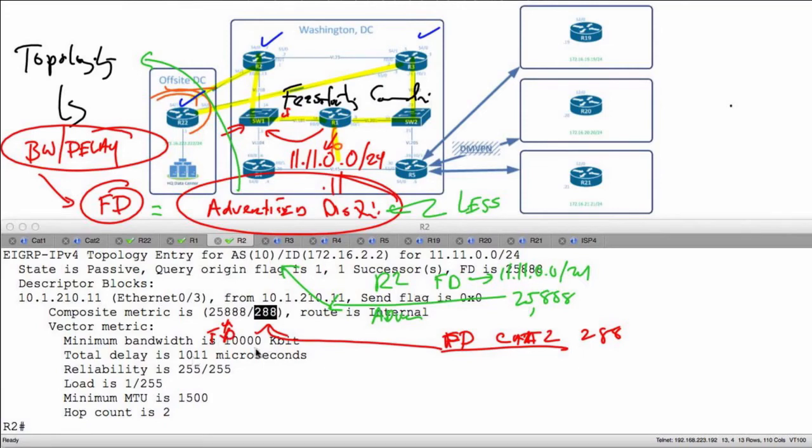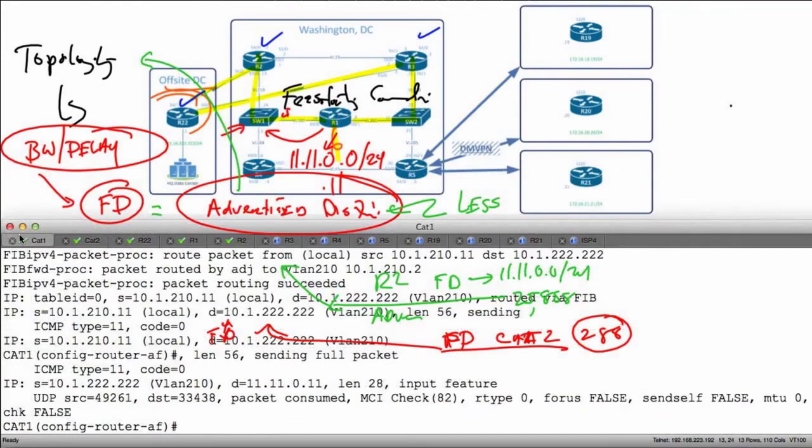So when we start taking a look at this, it's important for us to understand, lastly, what R1 is reporting. So that means the feasible distance that's being reported is going to be seeable on R1. So let's take a look at Cat 2 first. So what I want to do is I want to see 288 as the feasible distance on Cat 2.